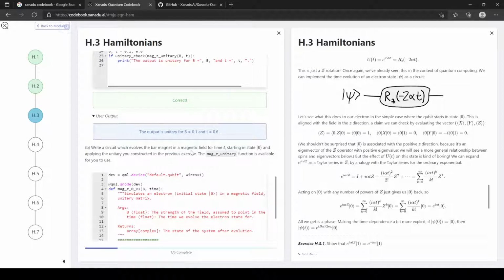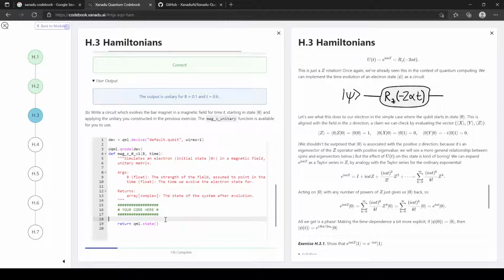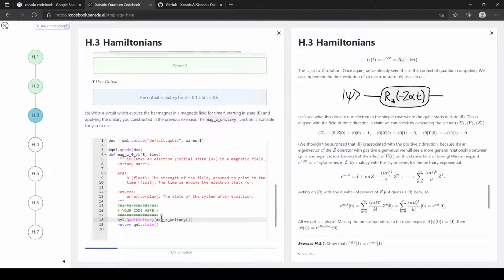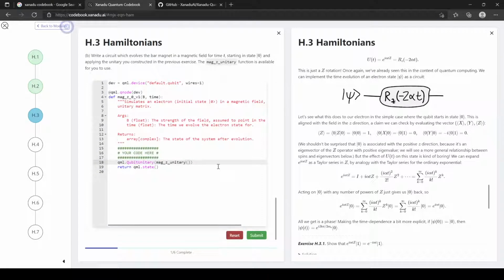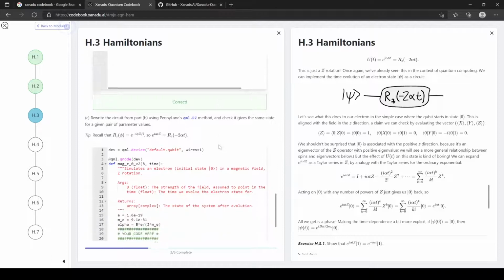All right, write a circuit which involves a bar magnet, the magZ unitary. All right. qml.QubitUnitary mag the unitary. Now, what are the inputs? B time 0. Ah, oh, excellent.